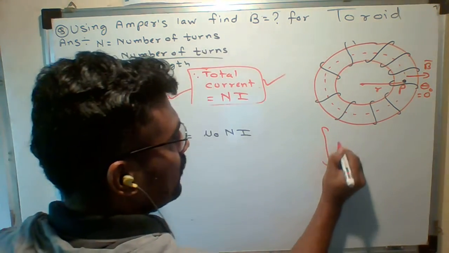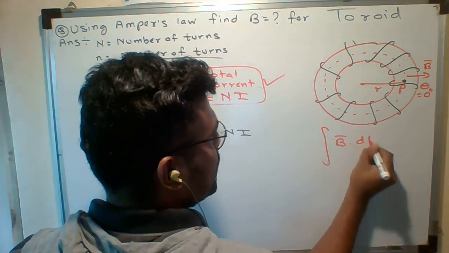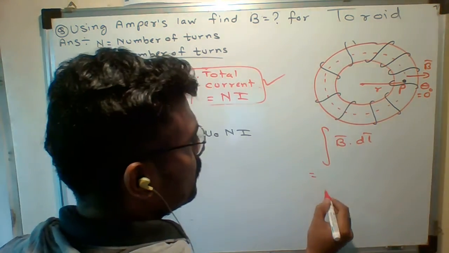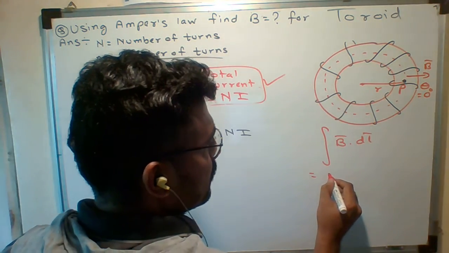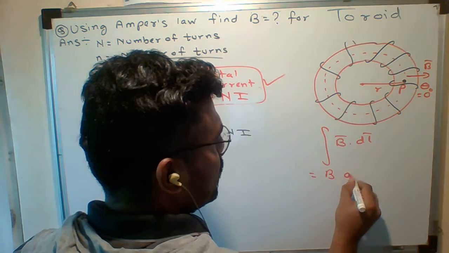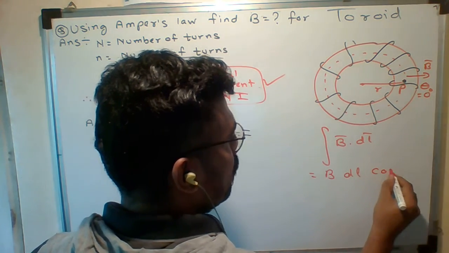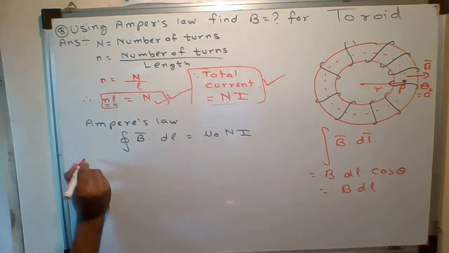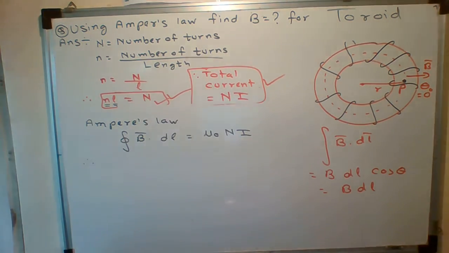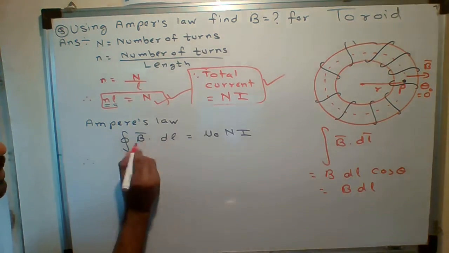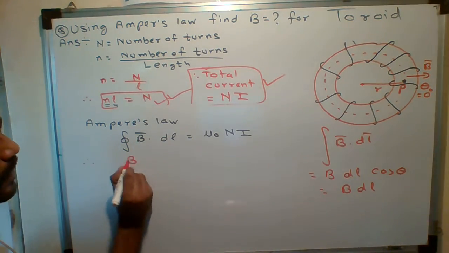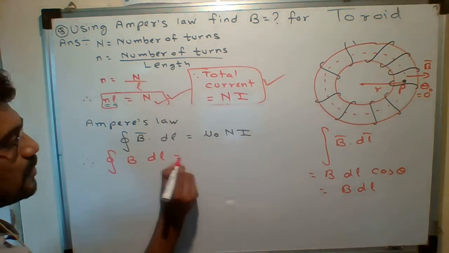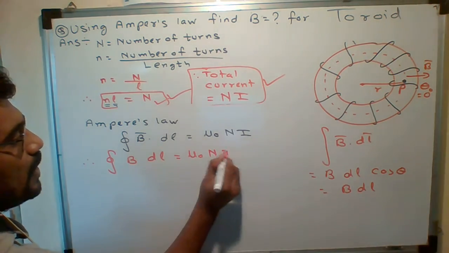So students, I am going to find the integration of B dl. Here we observe B bar into dl multiplied by cos theta. What is cos theta? Cos 0 is 1. So B into dl. So students, what will be the final answer? What will I get here? The integration of B bar dl equals mu naught into N into I.